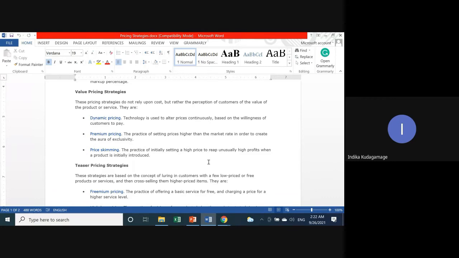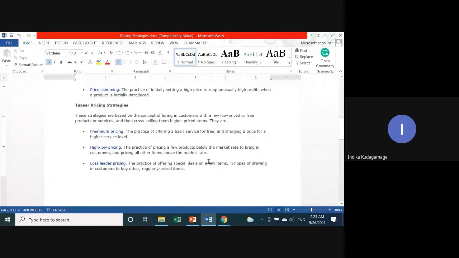Then price skimming, the practice of initially setting a high price to reap unusually high profit when the product is initially introduced. Whenever we introduce a new product which all the other competitors do not have, we should be able to charge high. It can be a fee, it can be an interest rate. Because we are giving you comfort, we are fulfilling your need, but all other competitors do not have that. If you want to use it, you use it at a high price. When the competition is there, we will reduce and go with the market. So it has nothing to do with cost. It is the way we think, right?